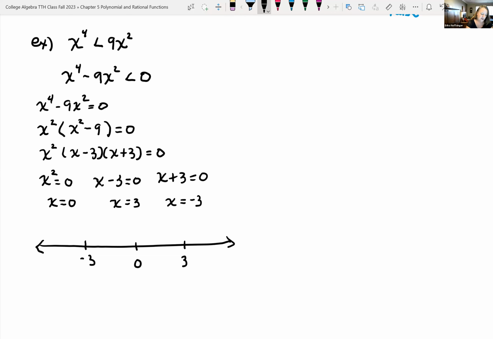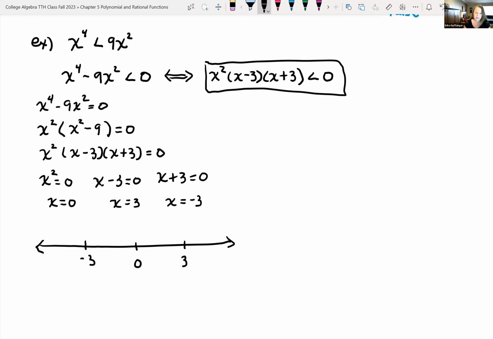If you want, we can technically rewrite our inequality in factored form. So I could rewrite it as x squared, all times x minus 3, all times x plus 3, is less than 0. When we're choosing values, we just want to see: if I choose a value and plug it in, am I going to get back a negative number or a positive number? I really don't care what that number is. I just care, is it positive or negative? Is it going to make that inequality a true statement or a false statement?